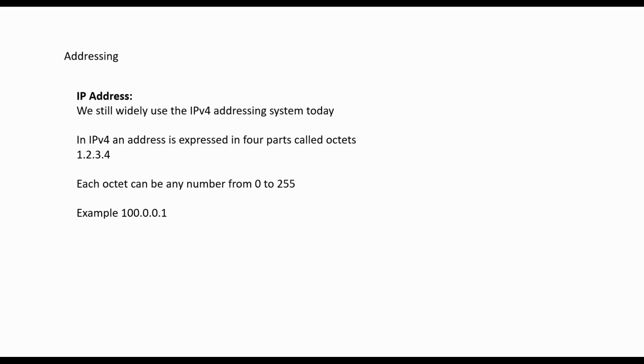First of all, we're still using the version 4 IP address system today, and we've used it ever since the internet began, and we're still going to be using it for some years to come. IP version 6 is taking over slowly. An IP version 4 address is expressed in four parts, and we call these octets. Oct meaning 8, because there are 8 bits in each octet. So this is the first octet, second octet, third octet, fourth octet. Each octet can be any number from 0 to 255. So for example, 100.0.0.1 would be a valid IP address.